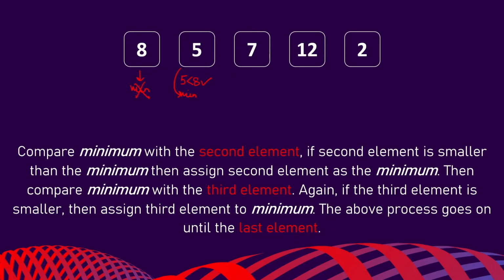And now we move on to the third element in the array, which is 7. So now we check 7 with the minimum element that we got in the last step. As this is false, we go to the next number: is 12 less than 5? This is also false. And here we have reached the end of the array, and the element is 2. So we check: is 2 less than 5? The condition becomes true, and 2 becomes the minimum element. All these steps are repeated till we reach the end of the array.